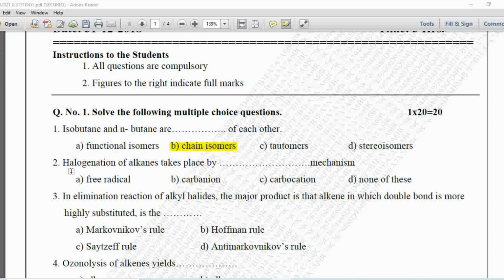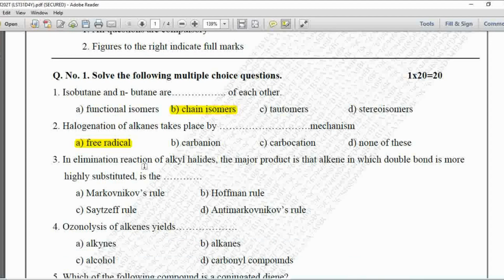Next, second MCQ, halogenation of alkanes takes place by dash dash mechanism. Option A is free radical, B is carbanion, C is carbocation, and D is none of these. So halogenation of alkanes takes place by free radical mechanism. So option A is correct.